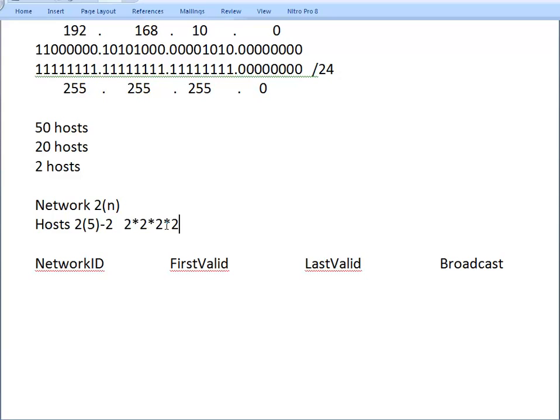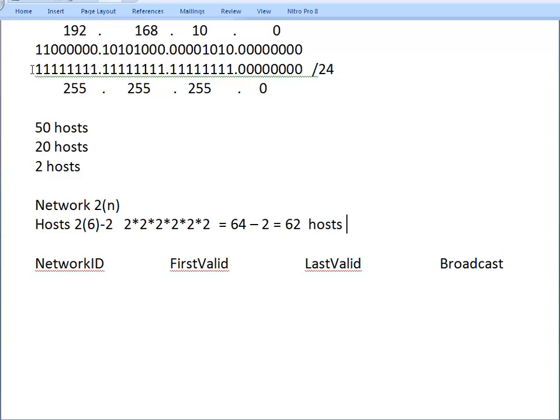So this formula will become like this: 2 times 2 is 4, times 2 is 8, times 2 is 16, times 2 is 32. So this is 32. That's not enough because we need 50 hosts. So we're gonna need to reserve 6 zeros. Let's try that. So again, times 2. 2 times 2 is 4, times 2 is 8, times 2 is 16, times 2 is 32, times 2 is 64. So this will give us 64 minus 2, this will give us 62 hosts. So if we reserve 6 zeros, we get 62 hosts.